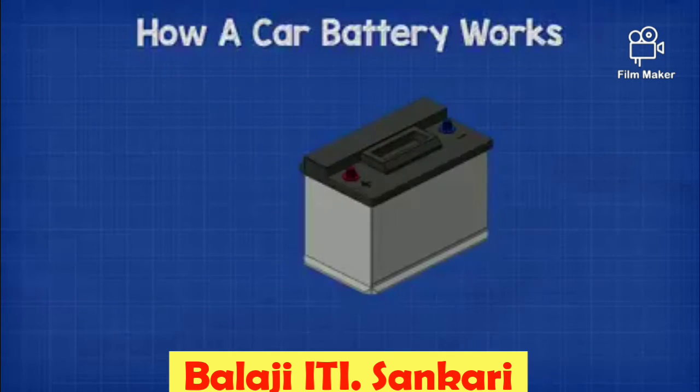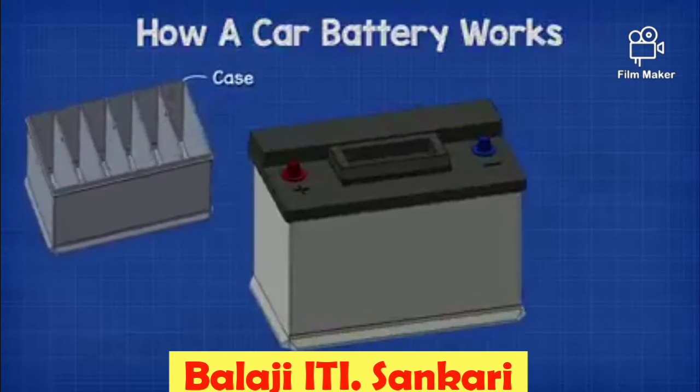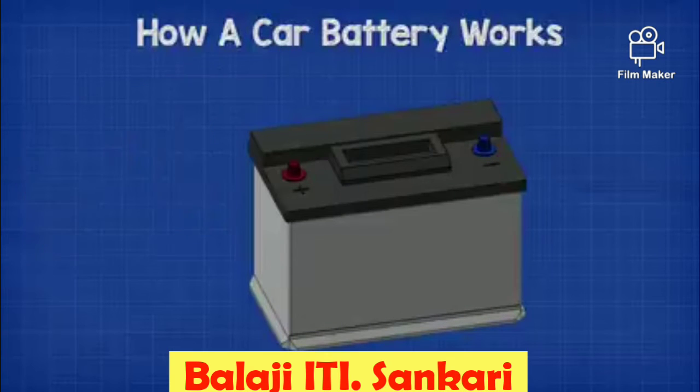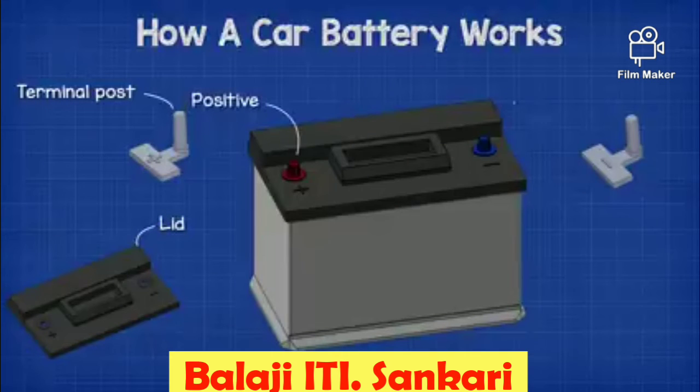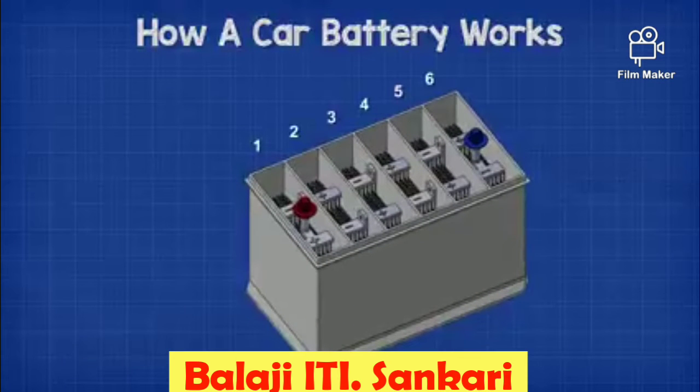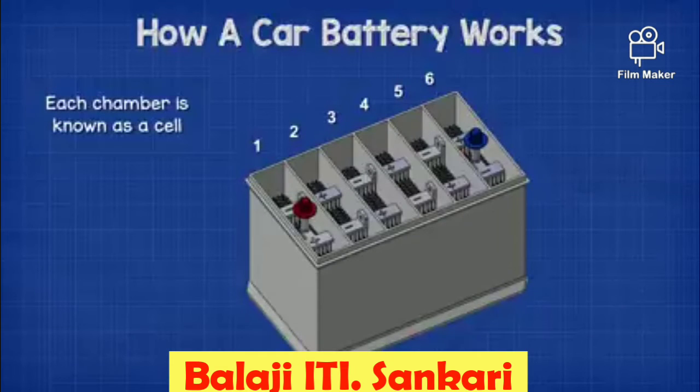Let's have a look at the main parts of a car battery and then we will understand how it works. First of all, we have the plastic case which holds all the internal components in place. On the top, we have the plastic lid, and there are two terminals, a positive and a negative. By removing the lid, we can see inside. Notice the casing is divided up into 6 separate chambers, each separated by a plastic wall. Each chamber is known as a cell.